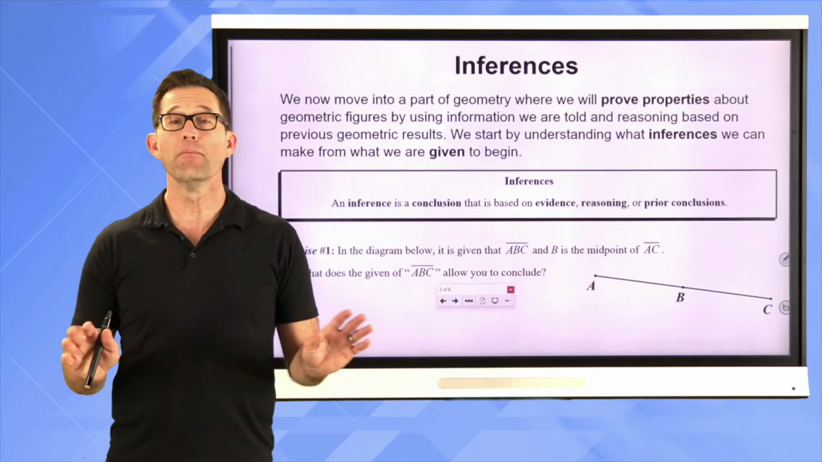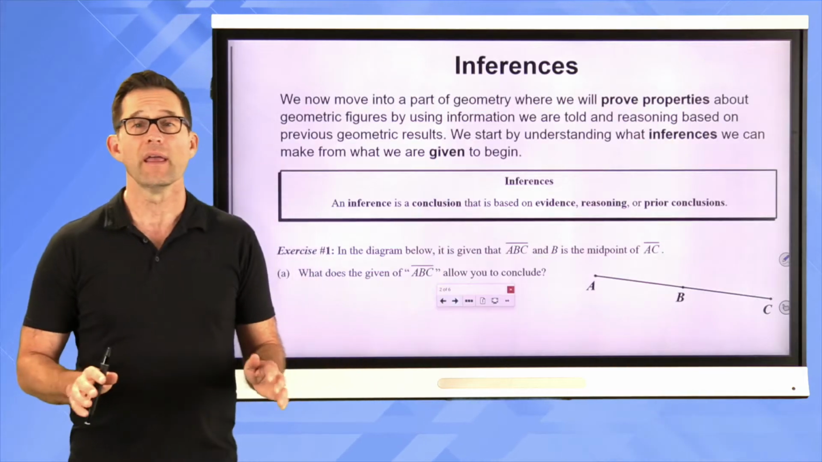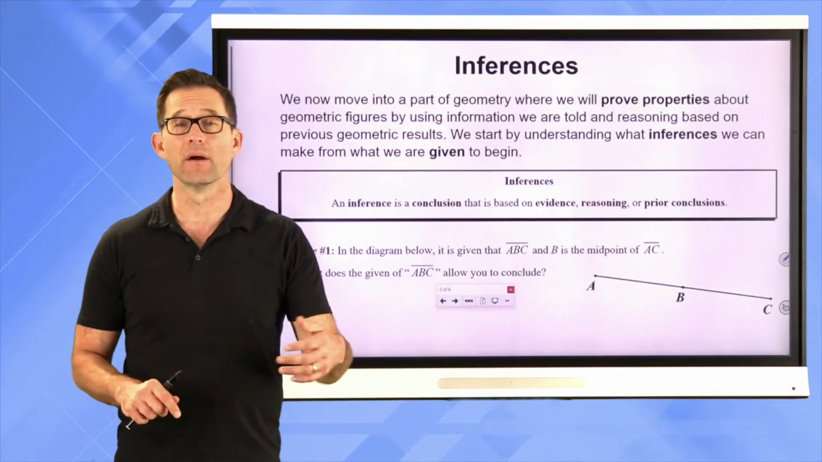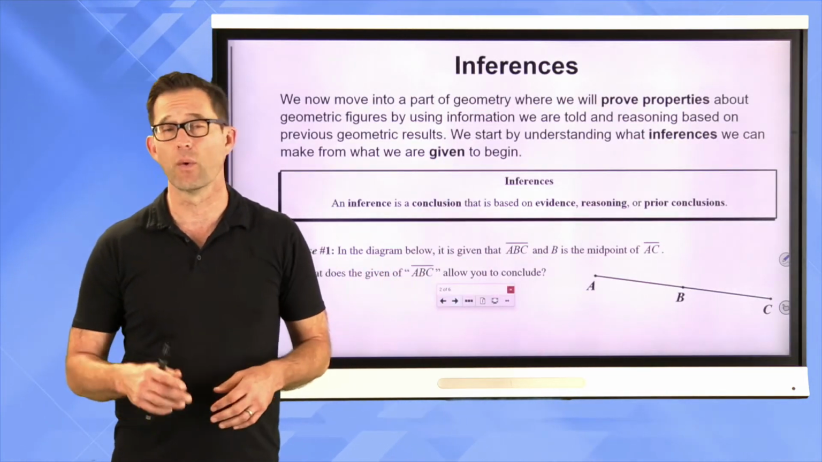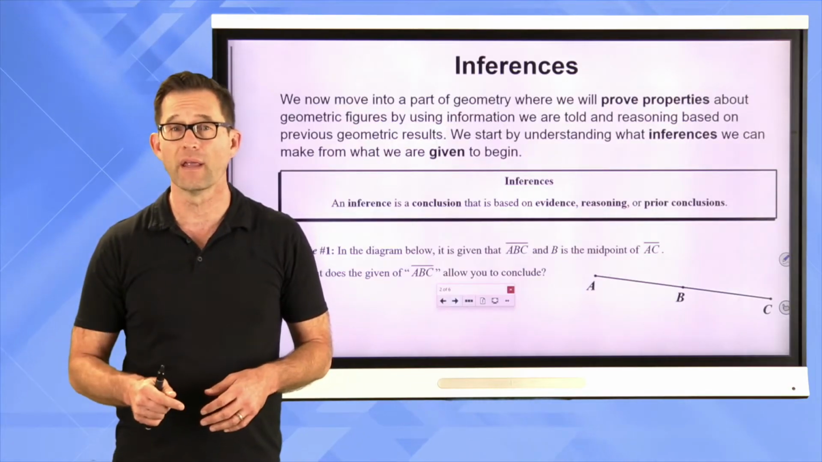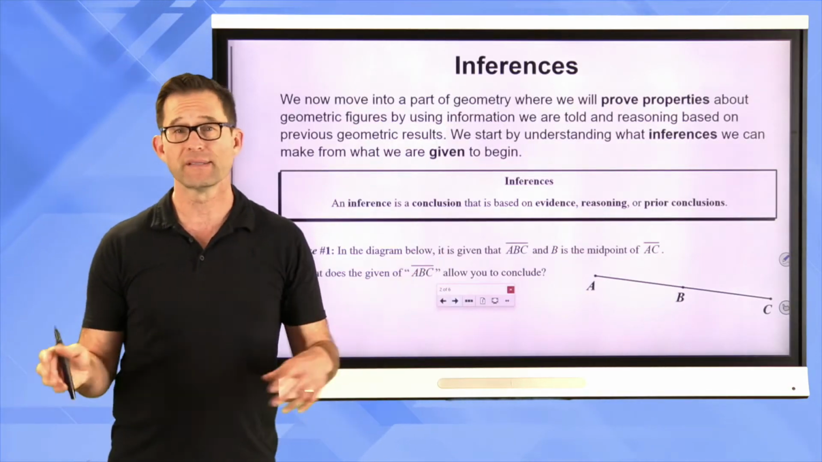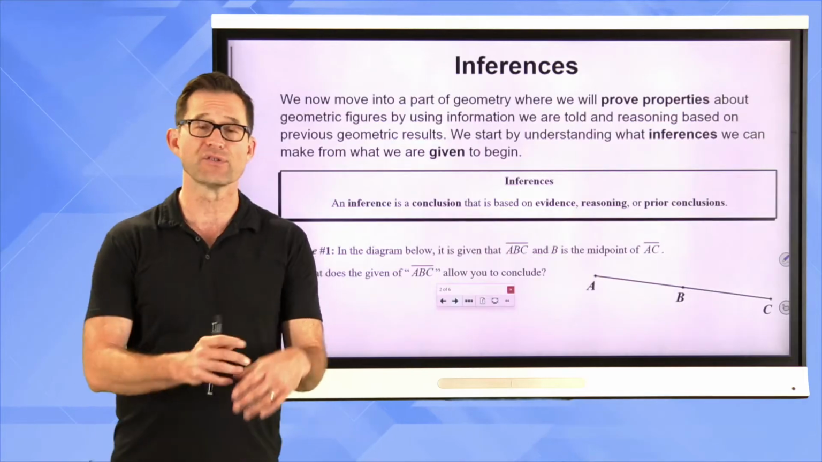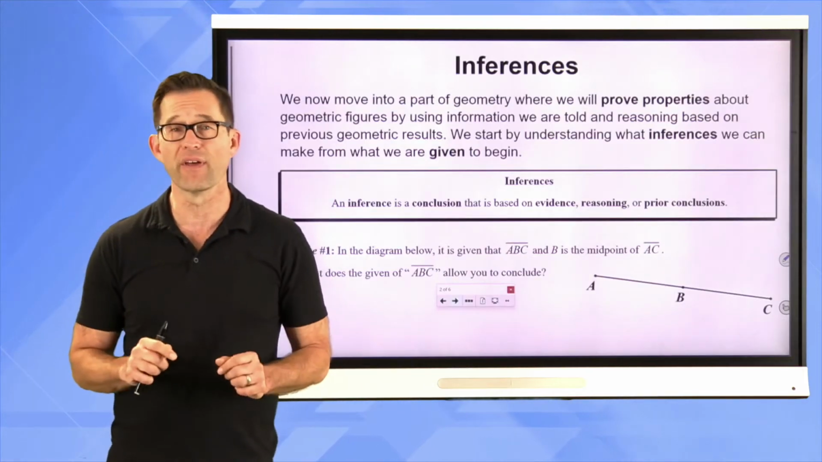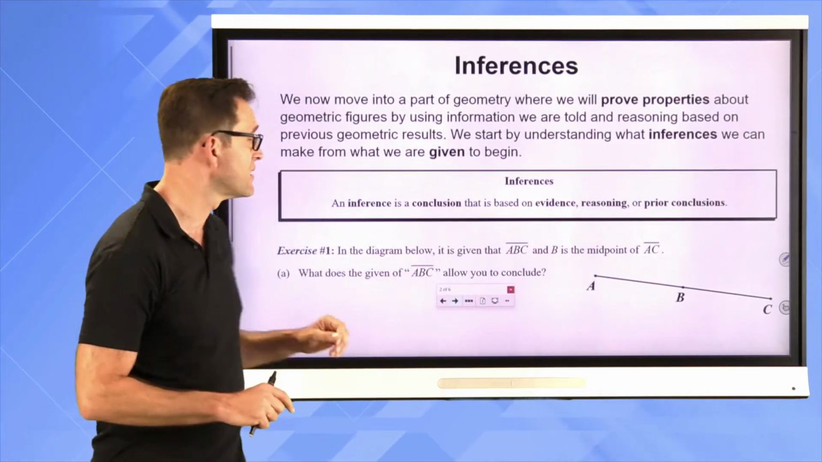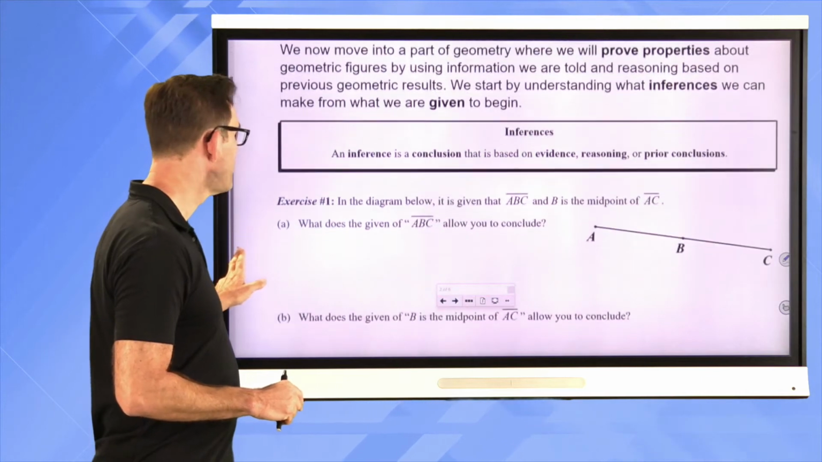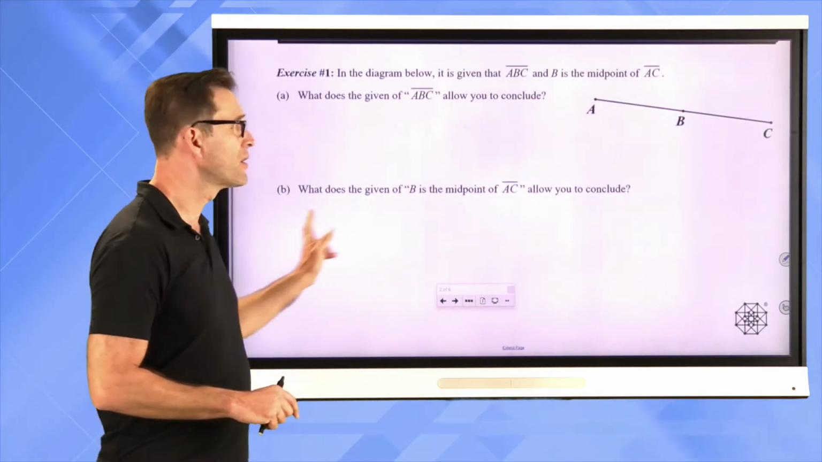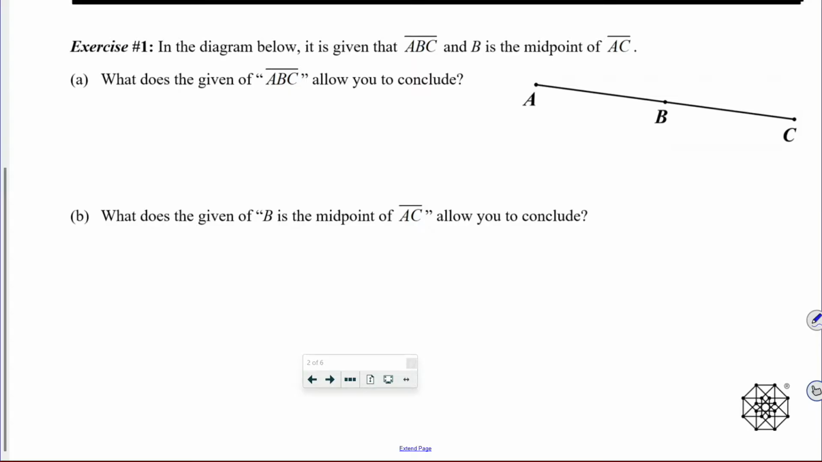Now mostly for today, inferences are just going to be like, I told you that this is a bisector. What can you infer from that? And you're going to say, oh, well, a bisector cut this particular thing in half, so this thing is congruent to that thing. That's all we're getting at today. And it should be fairly simple. Let's take a look at exercise number 1.